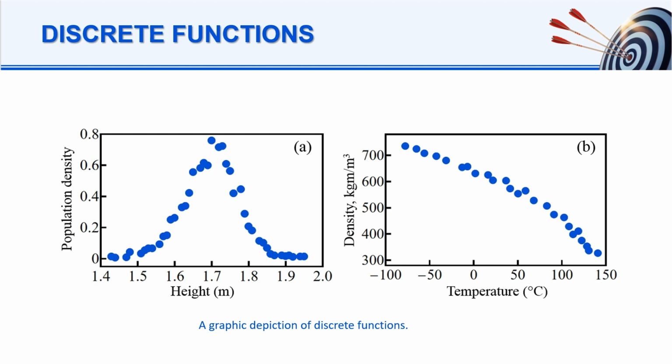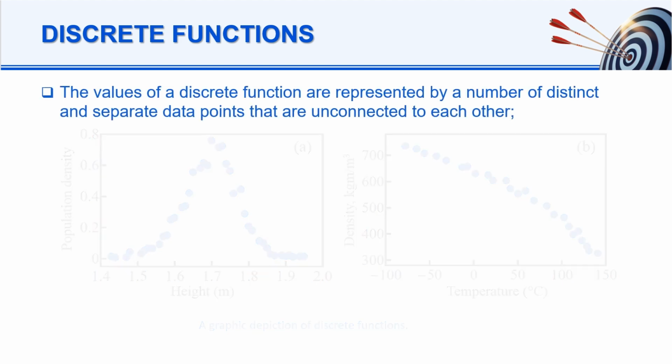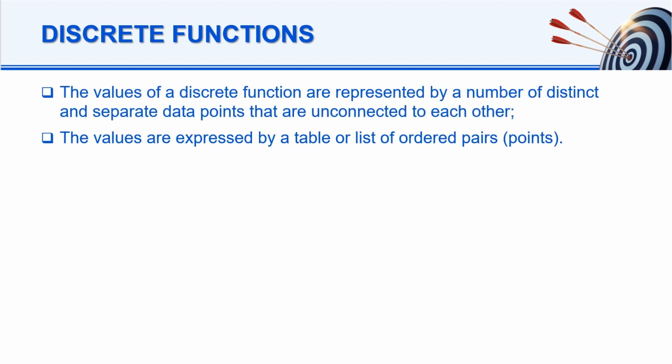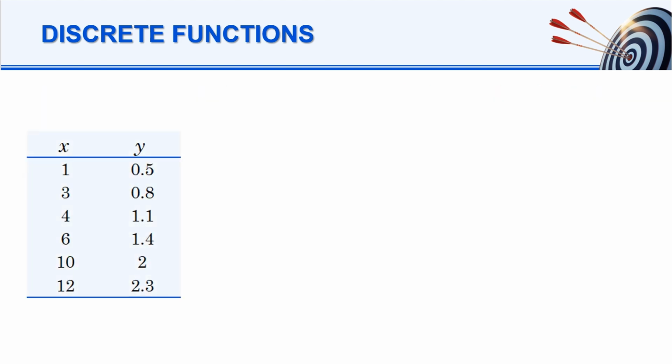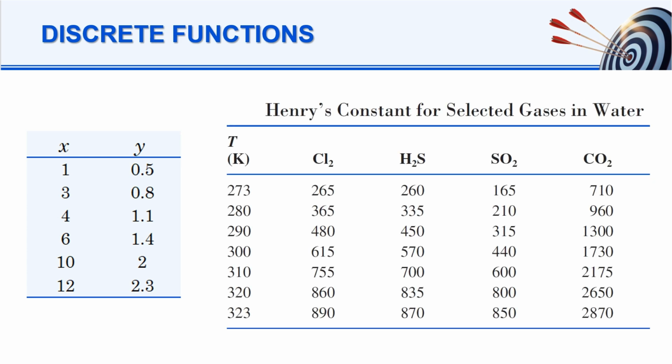A discrete data distribution represents situations where the data can only take on a finite or countable number of distinct values. In other words, the variables take on specific, distinct values rather than continuous values. The values are expressed by a table or list of ordered pairs, or points. The data derived or collected can be tabulated as in the following examples.